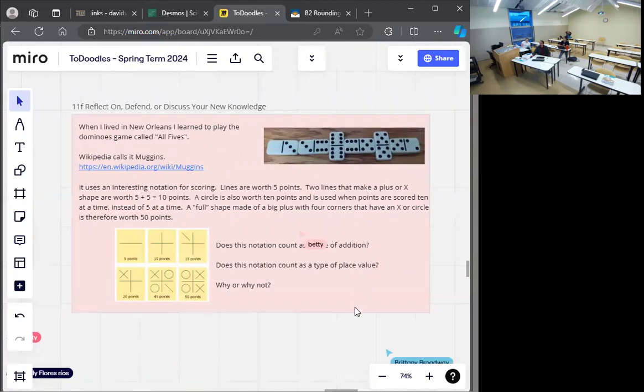And this was a weird thing that I don't want to spend my last minute talking about. When I lived in Orleans, I would play all 5s, which Wikipedia called mulligans. And it has this weird notation for scoring. And I'm wondering if this counts as place value or not, but there's no right answer to this. It's just something interesting to talk about. So if any of you are dominoes fanatics, then we could talk about this next time.